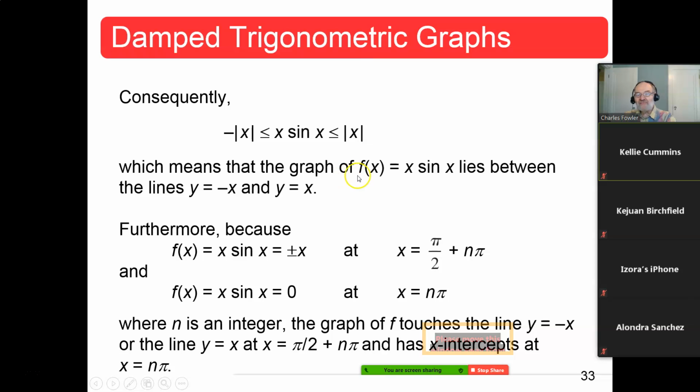Which means that the graph of f of x equal x sine x lies between the lines y is equal to minus x and y is equal to positive x. Now, that may not be intuitively obvious to you, but that is indeed true. Furthermore, because your f of x is this, and it's equal to plus or minus x when sine is plus or minus 1, that's going to be at your half pi's. That's where sine is at the maximum or minimum. And the half pi's plus n pi.